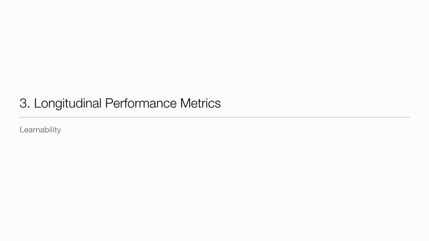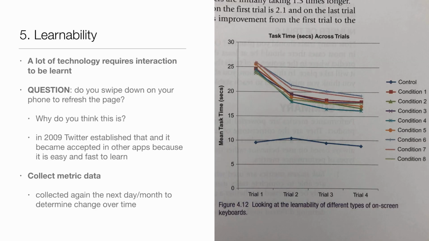So the other part is longitudinal performance. So it's learnability. What happens over time? So this is actually the simplest concept to get your head around, because you got your head around efficiency and you got your head around lostness. By the way, lostness is definitely my favorite measure of performance. Learnability is things that we do over time.